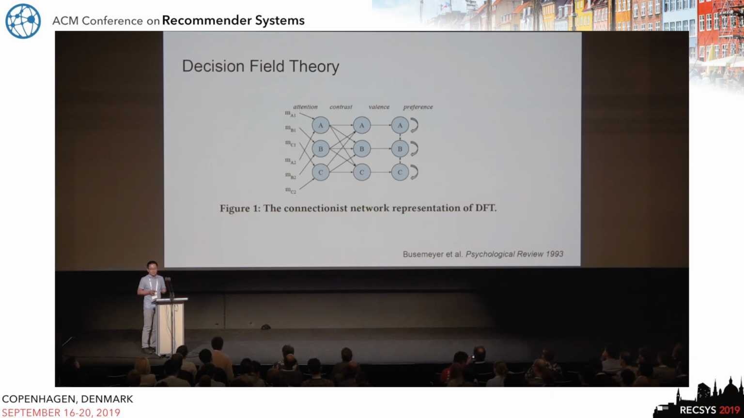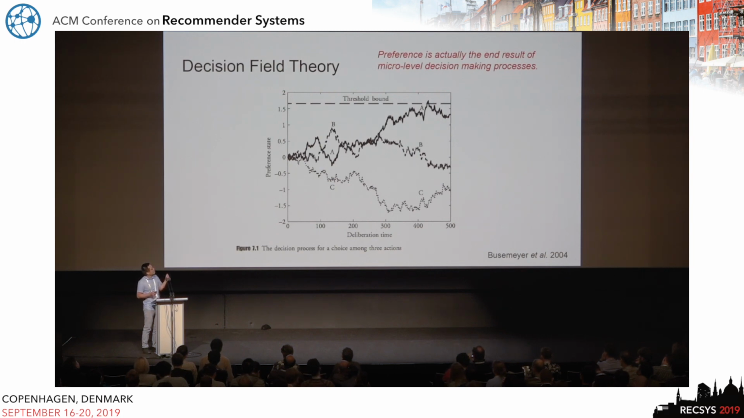Here, these are three options, A, B, and C, and those are some attributes of the options. The user selectively attends to different attributes of the options and makes comparisons between them, which produces valence, the end result of the comparison. That produces preference, which recurrently accumulates as time goes. So, as it suggests, preference is actually the end result of micro-level decision-making processes. If we plot the preference level along with the deliberation time, we might observe this kind of horse racing picture, where when one of the options crosses the preference threshold, the decision is made.